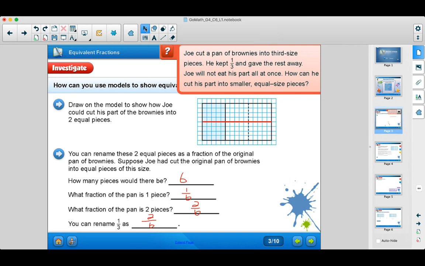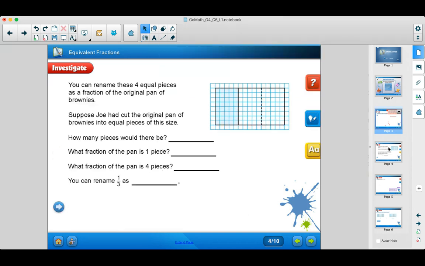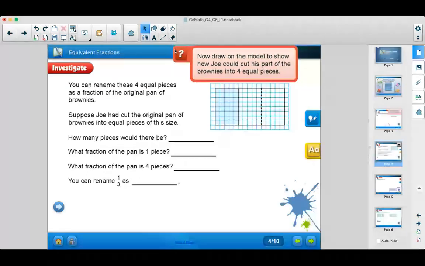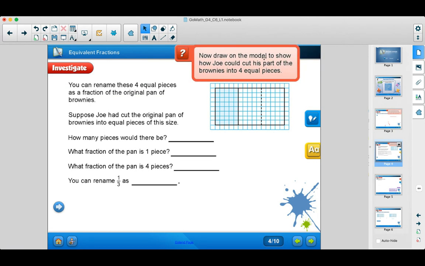Let's go to the next page, the next problem. Okay, let's see what the next problem is. Now draw on the model to show how Joe could cut his part of the brownie into 4 equal pieces. We still have a whole brownie. It's split into 3 pieces, one to him and one to each of his friends. But now he wants to cut his part into 4 equal pieces.